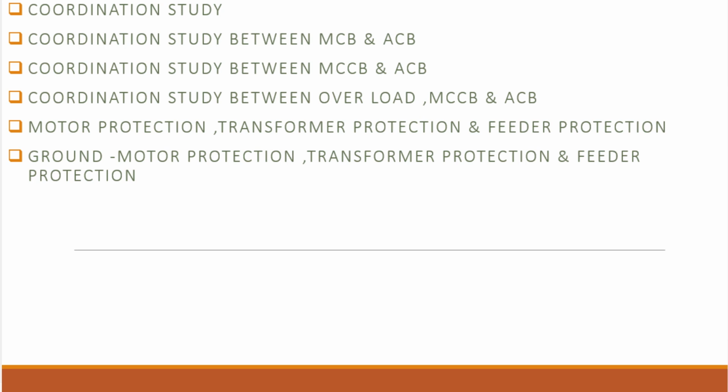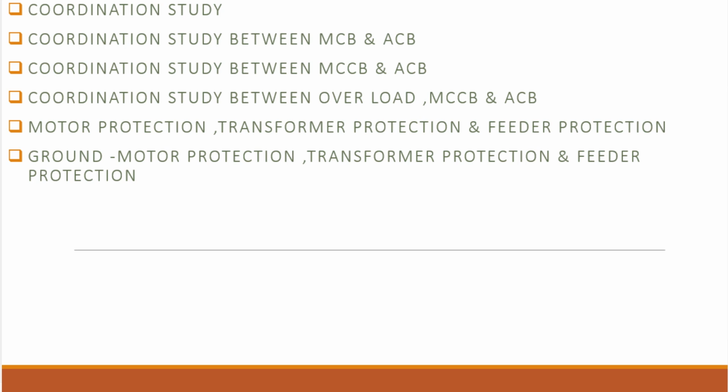After that, I will talk about coordination study in systems under 1000 volt. In this part, I will talk about coordination study between MCB and ACB, coordination study between MCCB and ACB, and the coordination study between overload MCCB and ACB. MCB means miniature circuit breaker, MCCB means molded case circuit breaker, and ACB means air circuit breaker. Note, the explanation in this part will be on low voltage switchgear from ABB company.